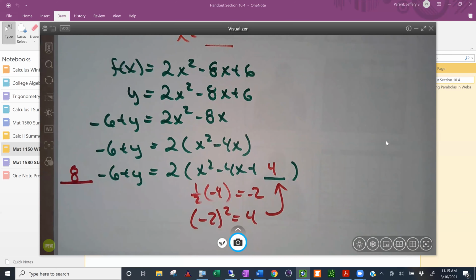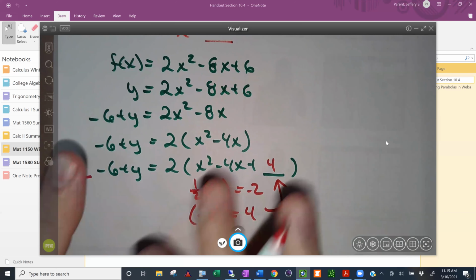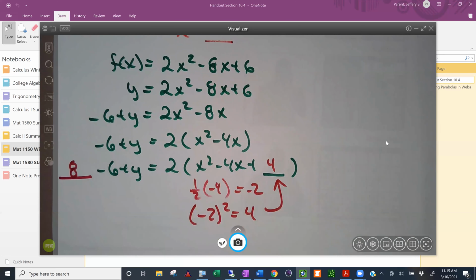Perfect. This is the hard part. So let me pause here. Are we okay with this step? All right. Let's continue to clean this up a little bit.